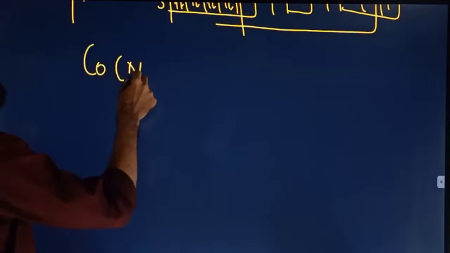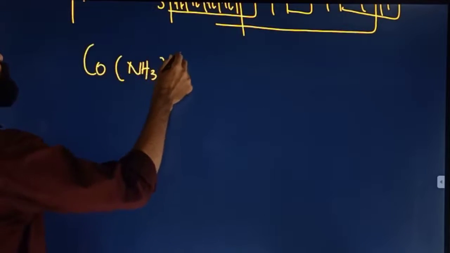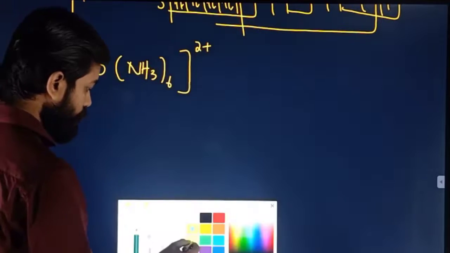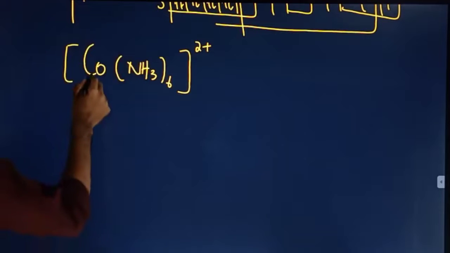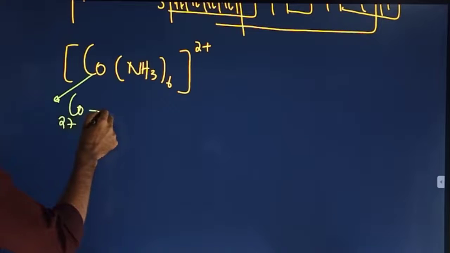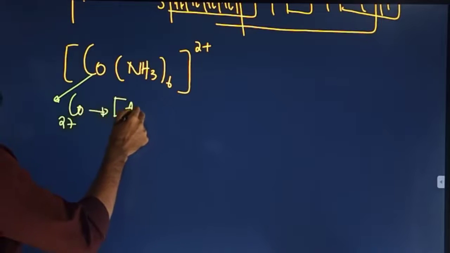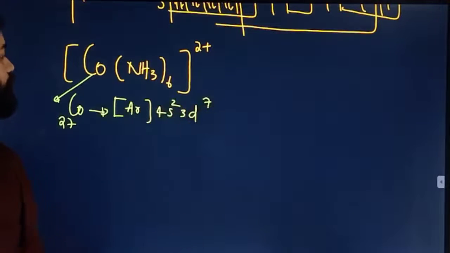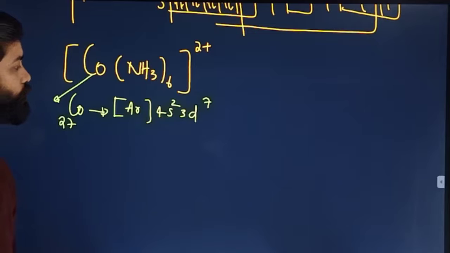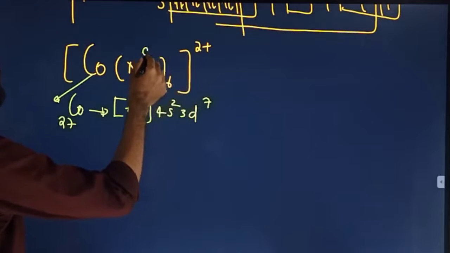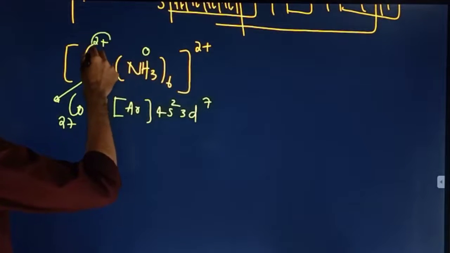[Co(NH3)6]2+, not 3+, it is 2+. Okay, fine. So what is the case? Actually cobalt has atomic number 27, after iron, cobalt, nickel, copper, zinc. So argon 4s2 3d7. That's the configuration. When this is in +2, this is 0 and this is in +2.